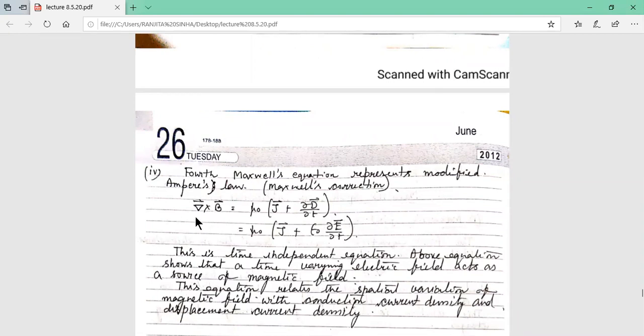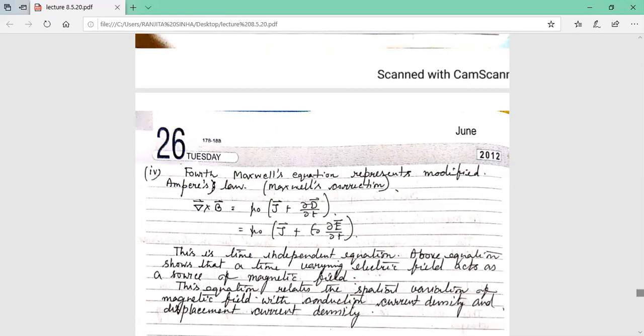We can also say that it relates the spatial variation of the magnetic induction vector with the time variation of electric field. The equation relates the spatial variation of magnetic field with the conduction current density J and the displacement current density JD. So Maxwell's fourth equation gives the relation between the spatial variation of magnetic field and the conduction and displacement current densities.